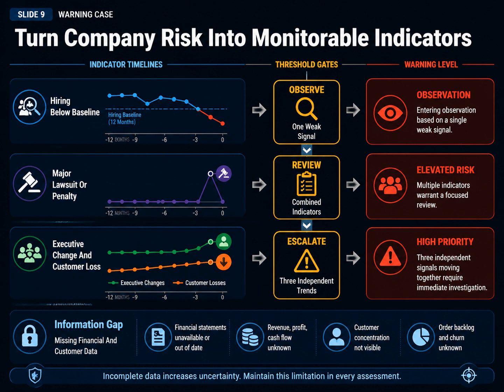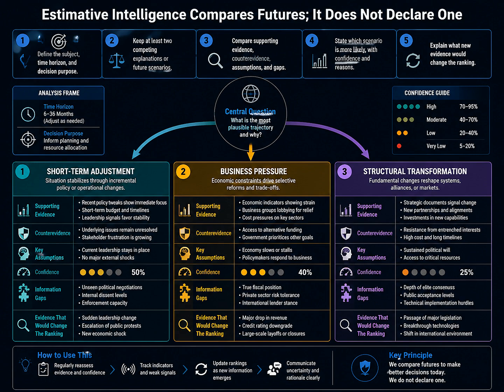We also keep the gaps visible. We do not have current financial statements or direct customer data. The warning product can say that public risk signals are increasing. It cannot say that cash flow has already deteriorated. Estimative intelligence discusses the future, but it does not announce one inevitable outcome.